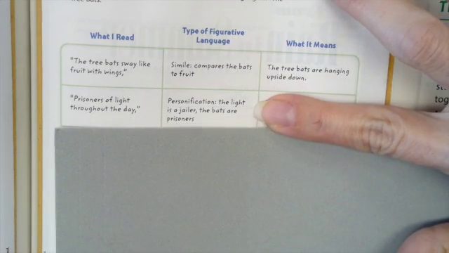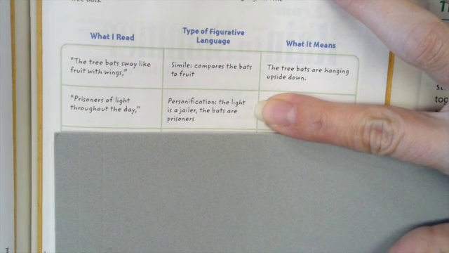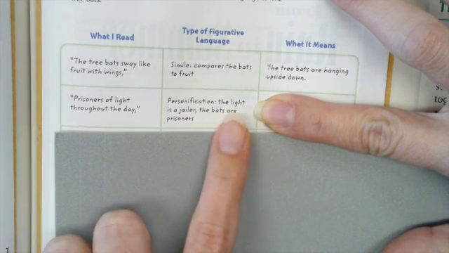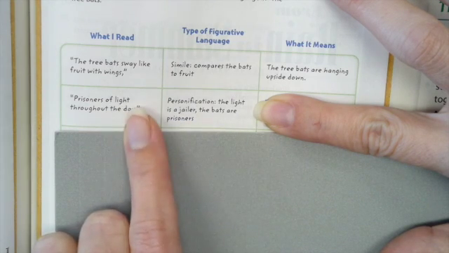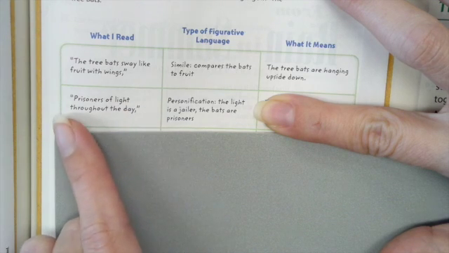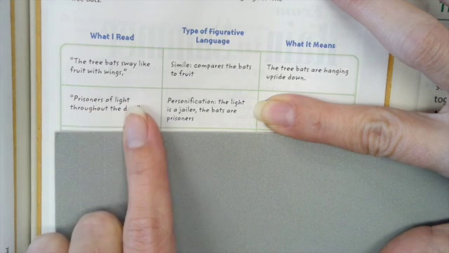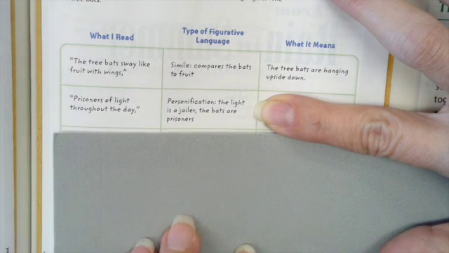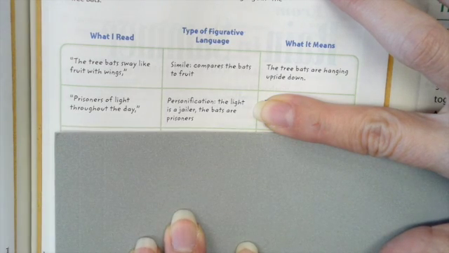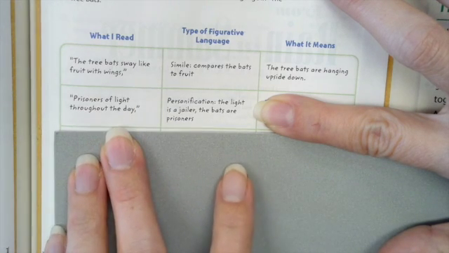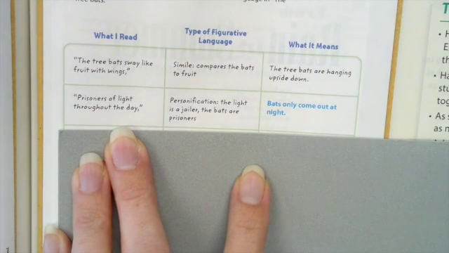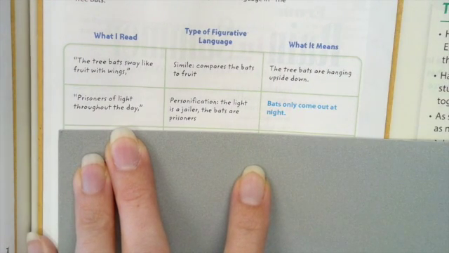The next clue, prisoners of light throughout the day. It's personification because the light is a jailer. The bats are prisoners. Prisoners of light. So the bats are being the prisoners of the light. Can light really be a jailer and bats really be in prison? No, they cannot. What does that mean? Why is the author using this personification? What is he trying to show us? Well, he's trying to show us that bats only come out at night.